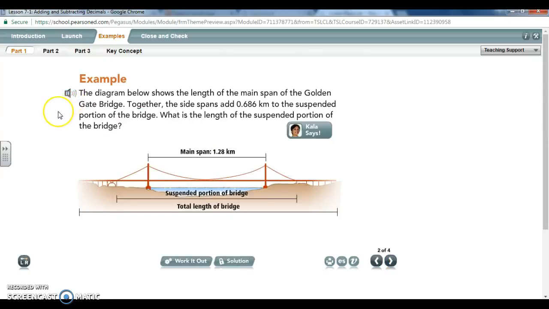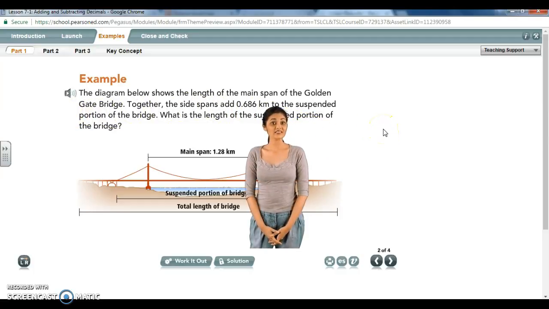The diagram below shows the length of the main span of the Golden Gate Bridge. Together, the side spans add 686 thousandths of a kilometer to the suspended portion of the bridge. What is the length of the suspended portion of the bridge? The length of the main span of a suspension bridge is the length between its 2 towers. This is the measurement usually used to compare the lengths of the suspension bridges.